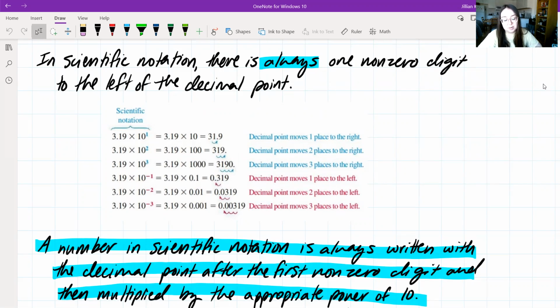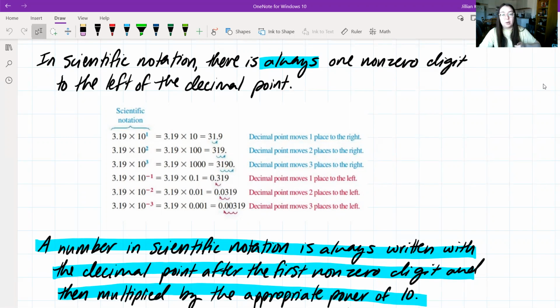So now if we have a negative exponent, if we have 3.19 times 10 to the power of negative 1, this is like saying 3.19 times 0.1. So now we're moving our decimal place 1 to the left. Then we have 3.19 times 10 to the power of negative 2. That's like saying 3.19 times 0.01. Now we're moving our decimal place 2 places to the left. We're having 0.0319. Then lastly, if we have 3.19 times 10 to the power of negative 3, equal to 3.19 times 0.001, we move our decimal point 3 places to the left. So we get 0.00319.